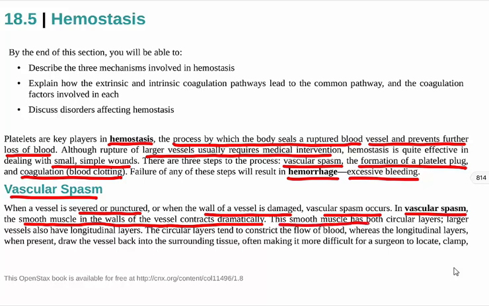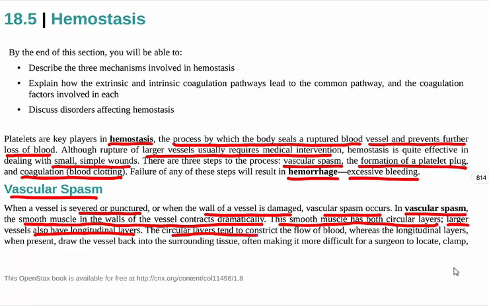So the smooth muscle has both circular layers, like a rubber band around a blood vessel, and then the larger vessels have these longitudinal layers. When a vascular spasm happens, those circular layers that are like a rubber band are going to be tightening up, trying to cut off the blood flow to that area, to constrict it so that it will decrease the amount of blood that is lost.